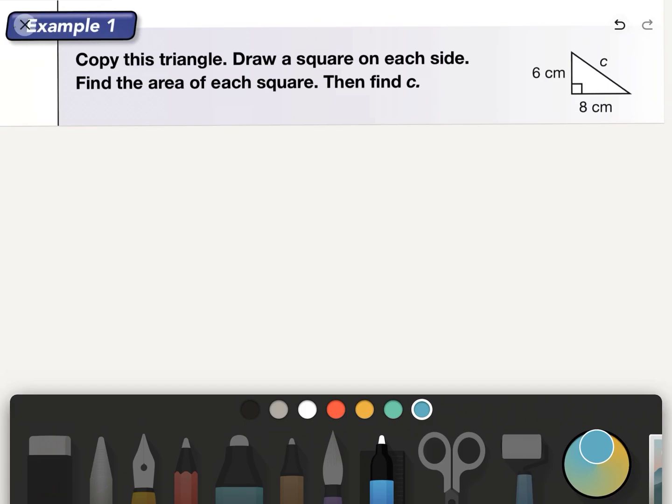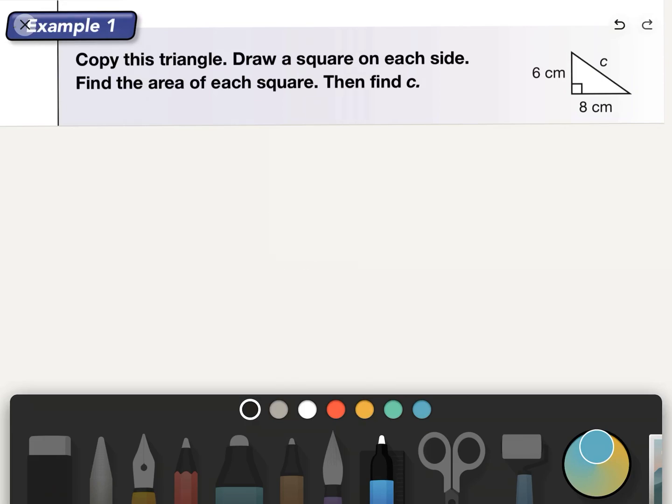So let's do this in a few examples. Copy this triangle. Draw a square on each side. Find the area of the square, then find C. Okay. Now, I'm just going to warn you right now that my app's ability to fix my geometrical figures is limited. I think many of our squares are going to end up looking like rectangles at best. And oh, it won't like the squares I try to draw off of the angular hypotenuse either. But that being said, let's dive in.